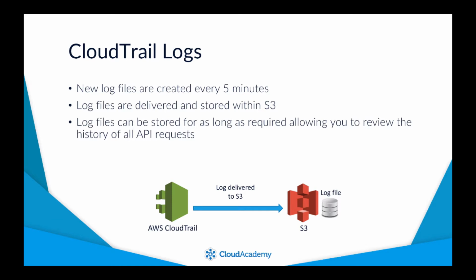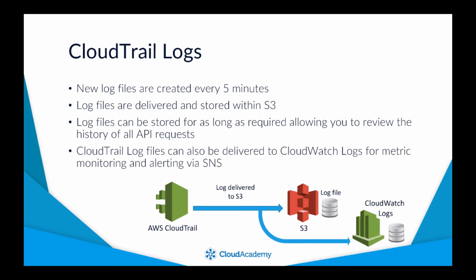There is also an option to have these logs delivered to a CloudWatch Logs log file as well. Having this association with CloudWatch enables custom metrics to be configured to monitor specific API requests. Thresholds can be set against these metrics, and when crossed, the Simple Notification Service, SNS, can be triggered to notify your security teams to investigate. That at a very high level is the overall function of the AWS CloudTrail service.